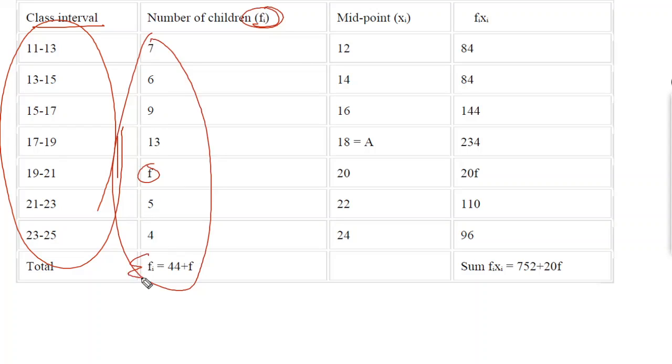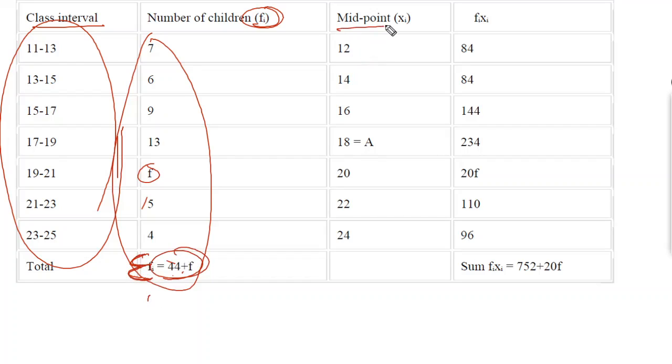So sum of fi. Okay, sum of fi will be equal to 7 plus 6 plus 9 plus 13 plus f plus 4 plus 5. It will be equal to 44 plus f. Okay, so this is sigma fi.